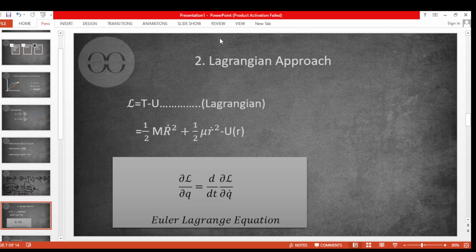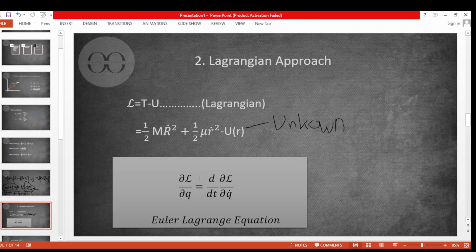We want to write that it is some unknown function. As potential energy is a function of position, we write this as a function of r, but it is unknown. We don't know yet what our potential energy or potential function is.